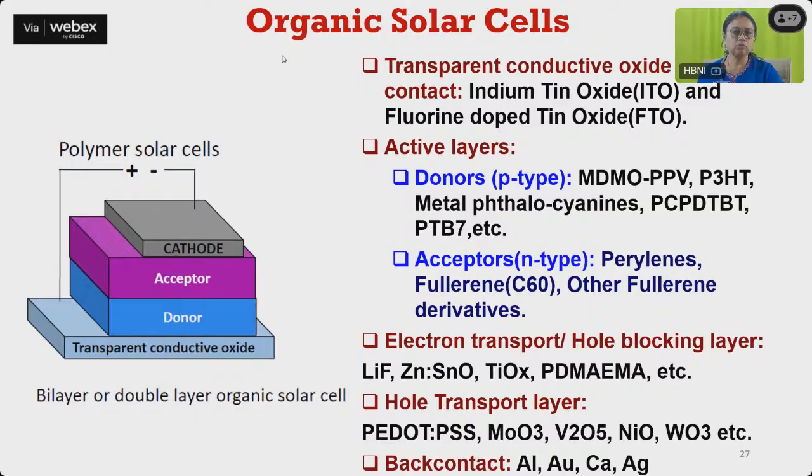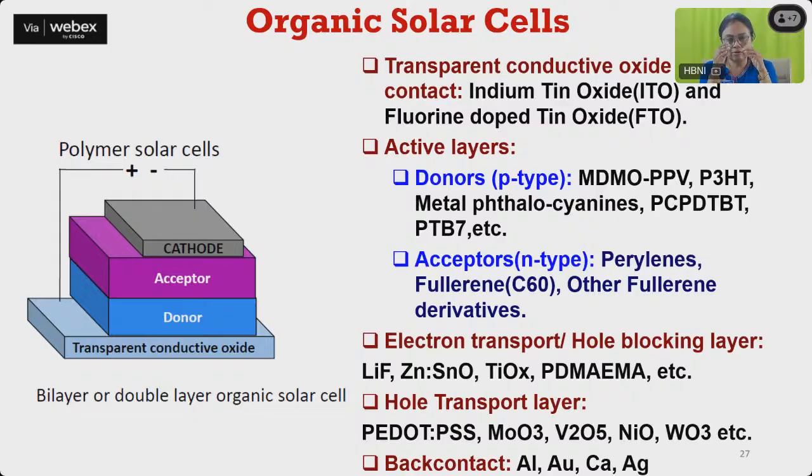Now, among the third generation organic solar cells, we will be discussing the dye sensitized, the perovskite and the quantum dot. Very briefly, I will be telling you how they are made. So the basic structure always remains the same. We have a back contact, we have a front contact. The front contact is so that more and more photons can pass through it.